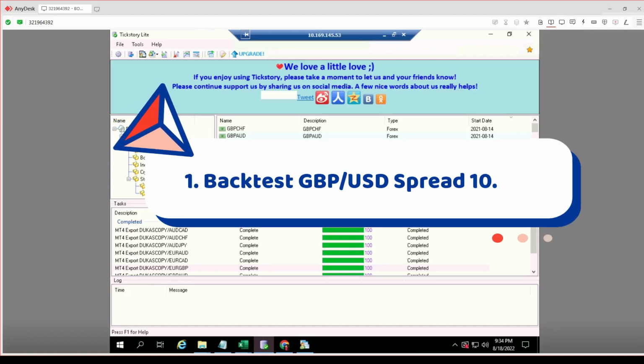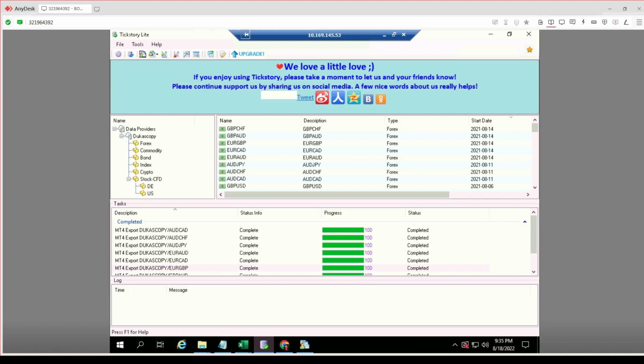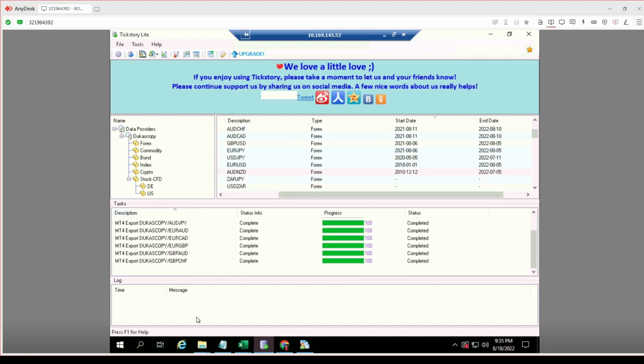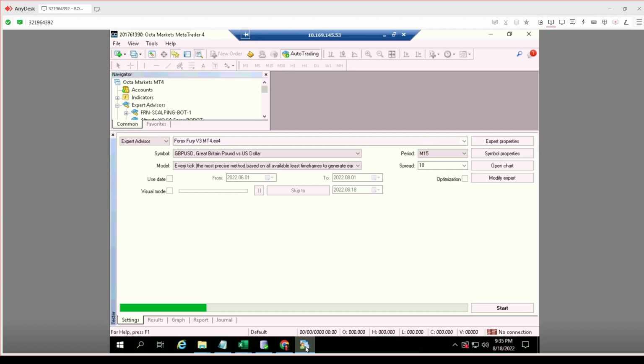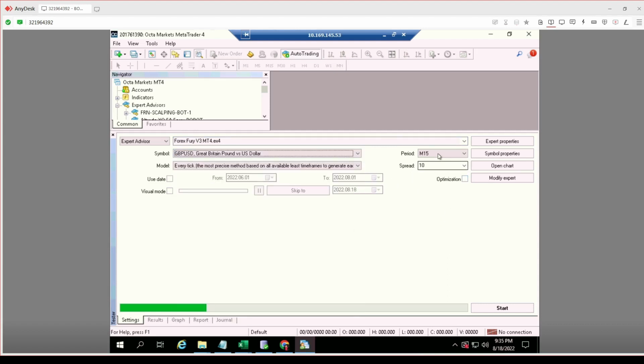(1) Backtest pound sterling to US dollar spread 10. To get optimal trading results, I use data from Tickstory with 99% backtest quality. Trading data used from August 2021 to August 2022. The first backtest starts with a spread of 10 with the default preset and time frame M15.